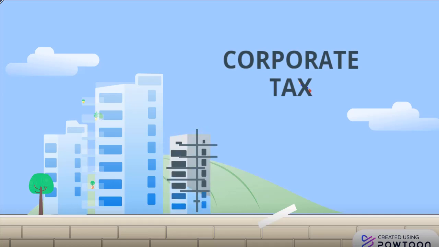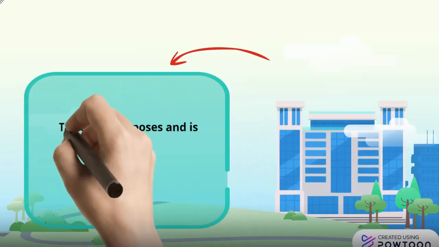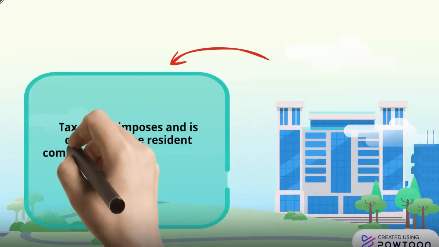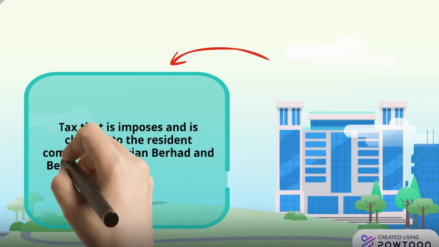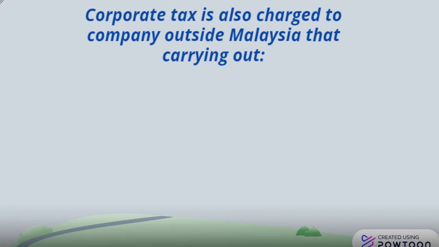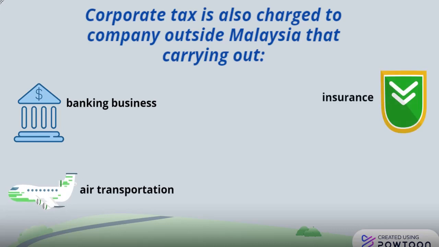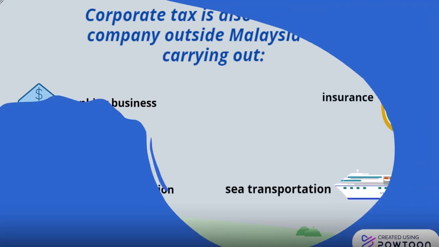Corporate tax. Corporate tax is tax that is imposed and charged to resident companies, Sendirian Berhad and Berhad, that receive income in Malaysia. Corporate tax is also charged to companies outside Malaysia that carry out banking business, air transportation, insurance and also sea transportation.